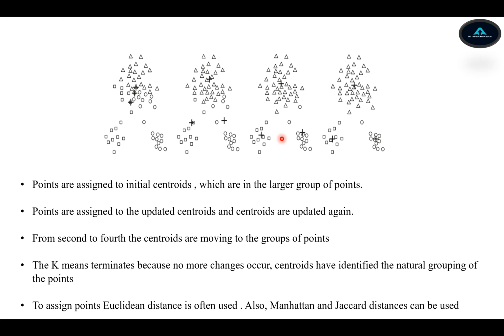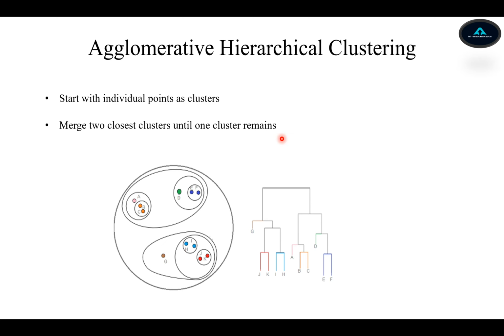To assign points, we use Euclidean distances. Also, Manhattan and Chebyshev distances can be used, but we will look into SAS and explain how we can use Euclidean distances. Now, we have another type of clustering which is called agglomerative hierarchical clustering. This type of clustering starts with individual points as clusters and then merges the two closest clusters until one cluster remains.